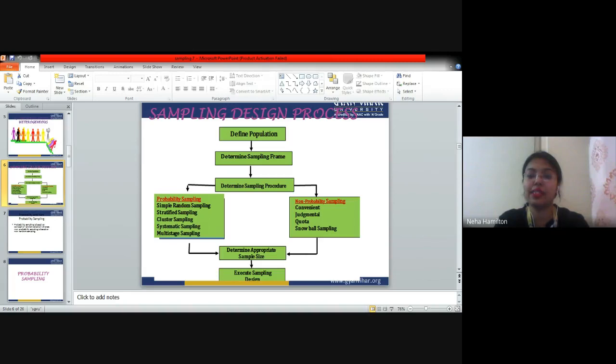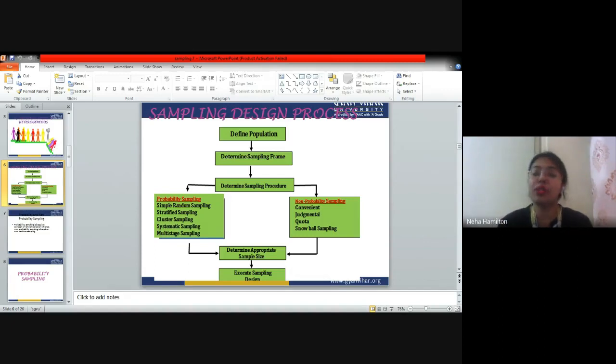Now, this is the exact process of sampling that I was talking about. You have to define the population, then you have to define the sampling frame, then you have to determine the sampling procedure. Now, what is this sampling procedure? Sampling procedure can basically be of two types. The first is called probability sampling, and the second is called non-probability sampling.